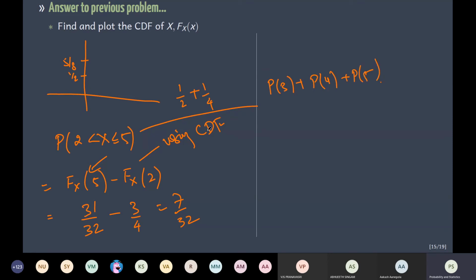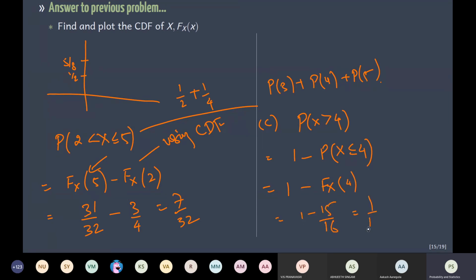And let us say part C was the probability that X is greater than 4. The probability that X is greater than 4 is the same thing as 1 minus the probability that X is less than or equal to 4. Now, if the CDF was known, then I can write this as F_X(4). So this is 1 minus 15 over 16, which is 1 over 16. So if the CDF is known and the PMF is not known, then these are the ways one can compute the probabilities.